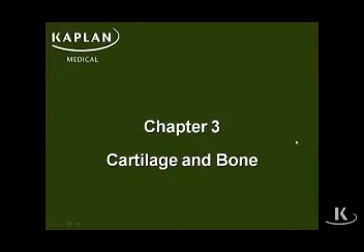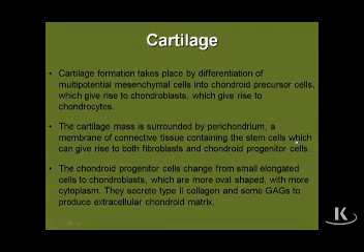Chapter 3 involves the anatomy of cartilage and bone, which we've already indicated are two specialized kinds of connective tissue. Cartilage formation takes place by differentiation from multipotential mesenchymal cells into chondroid precursor cells that give rise to chondroblasts. And chondroblasts generally give rise to chondrocytes, analogous to fibroblasts in connective tissue giving rise to fibrocytes. The cartilage mass is surrounded by a perichondrium.